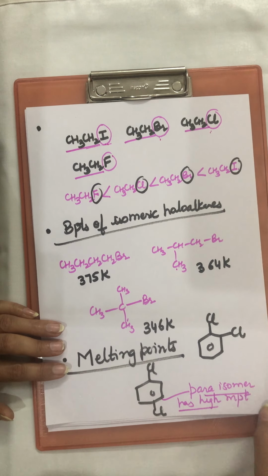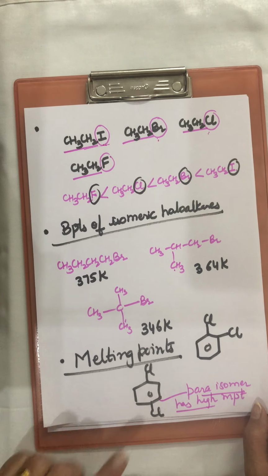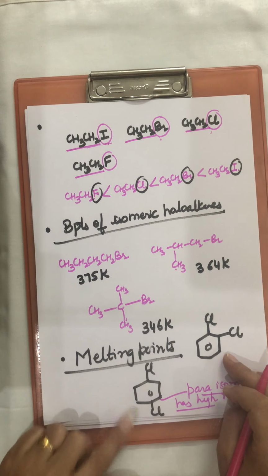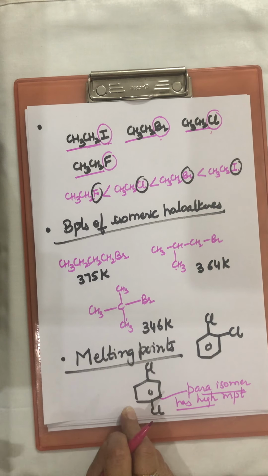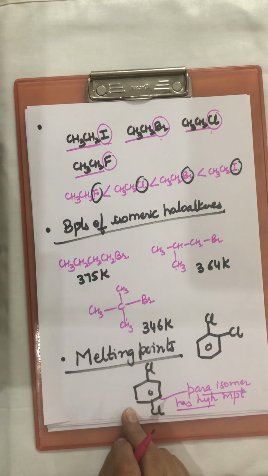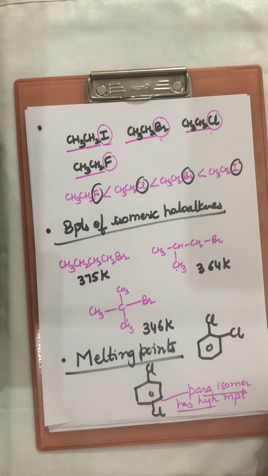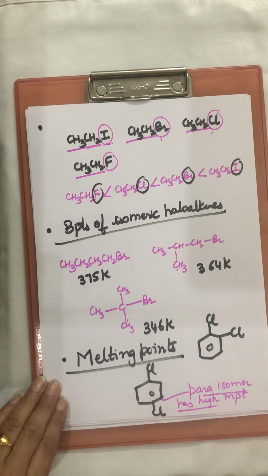The reason is that the para isomer has more symmetry. Because of more symmetry, it can fit in the crystal lattice better than its ortho and meta isomers. Since these are more symmetrical, they will fit well in their crystal lattice. More close packing is there. That means it is difficult to separate the particles and hence the melting point will be more. So para isomers have higher melting points. This is about the physical properties of haloalkanes and haloarenes.